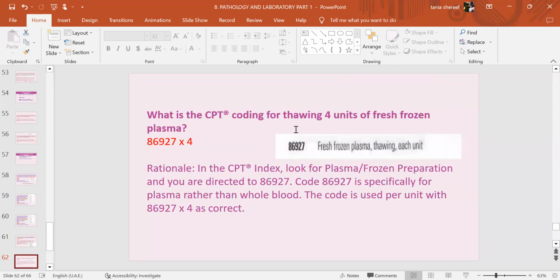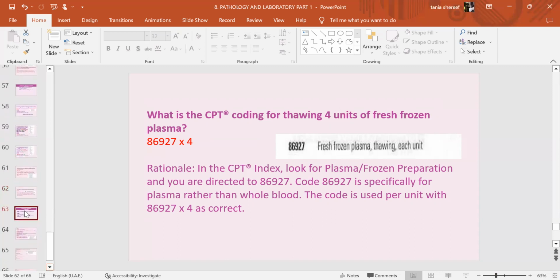What is the CPT coding for thawing 4 units of fresh frozen plasma? For fresh frozen plasma thawing, each unit is 86927. Here we have 4 units, so we have to use the code 4 times. So it is 86927 times 4.